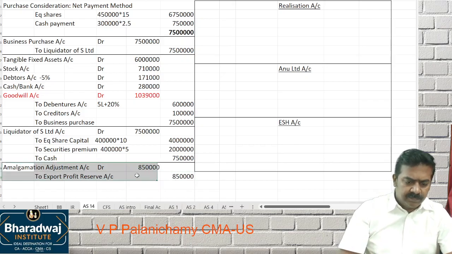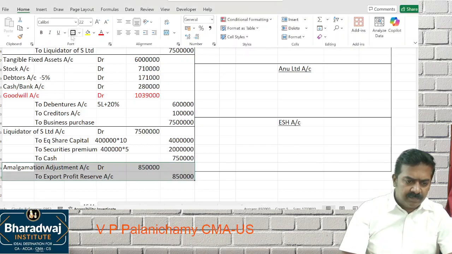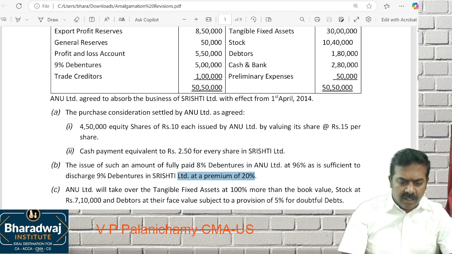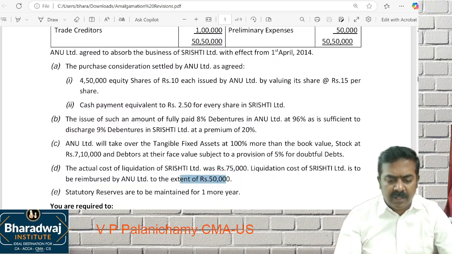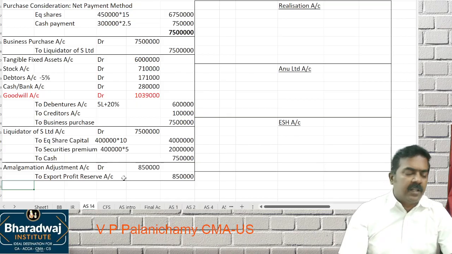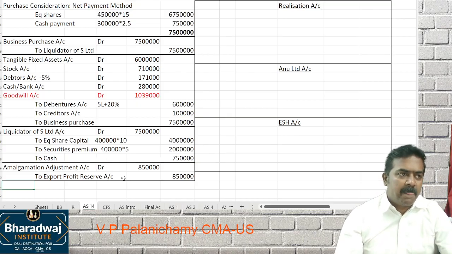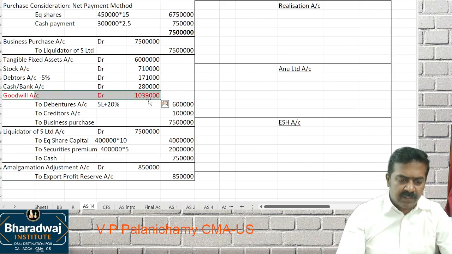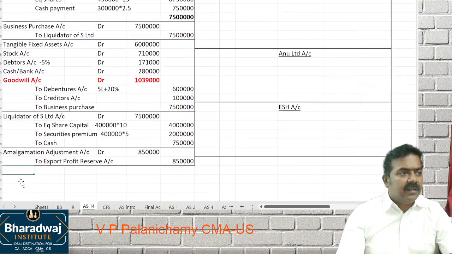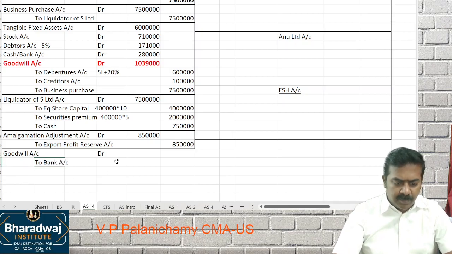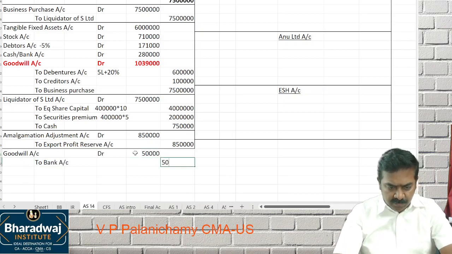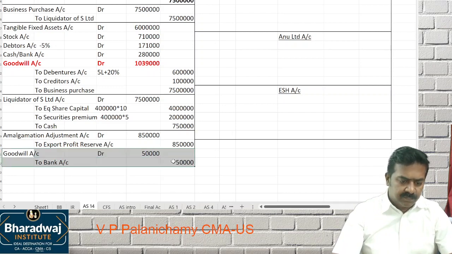Then it's not over. Liquidation expenses. How much is there for the selling company? 75,000. But we are not paying in full. We are agreeing to pay only 50,000. If liquidation expenses of the selling company are borne by the purchasing company, in case of purchase, we'll adjust with goodwill or capital reserve. In case of merger, we'll adjust with which one? General reserve. So goodwill account debit to cash or bank. How much we agree to pay? Only 50,000 will come in our books. In the exam, if nothing is asked, you must write which one? Narration.